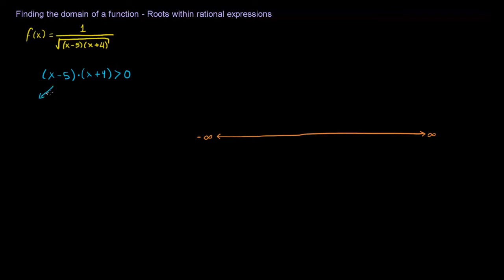I'm going to equalize both of the factors to 0. It will be x minus 5 equal to 0, and x plus 4 equal to 0. Then we solve for x in both cases. Here we have x equal to 5, and here we have x equal to negative 4.